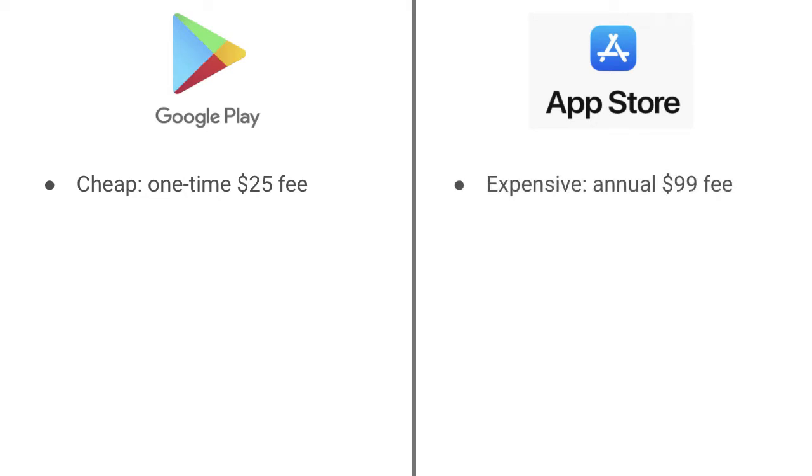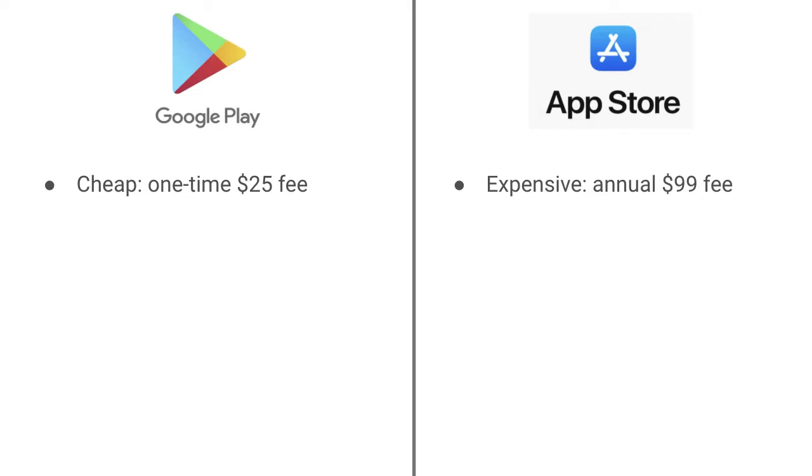And there are two big differences between Google and Apple here. One is that it's way cheaper to become a developer for Google. It's a one-time fee of $25 to become a Google developer. Compare that to Apple, which is $99 every year. So that actually adds up really quickly on the Apple side, whereas Google is much, much cheaper.